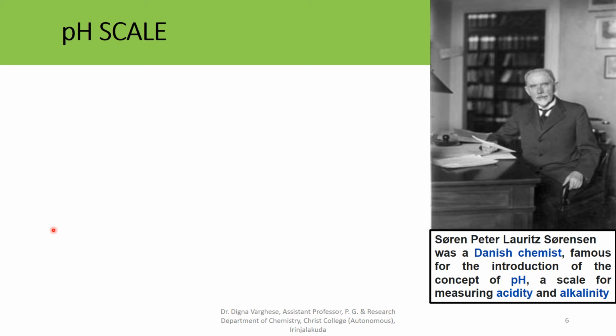And in dilute solutions, the values become quite small, so that they have to be expressed as negative powers of 10. That is the pH scale. The pH scale was introduced by Sorensen. Soren Peter Lauritz Sorensen was a Danish chemist. He is famous for the introduction of the concept of pH, a scale for measuring acidity and alkalinity.